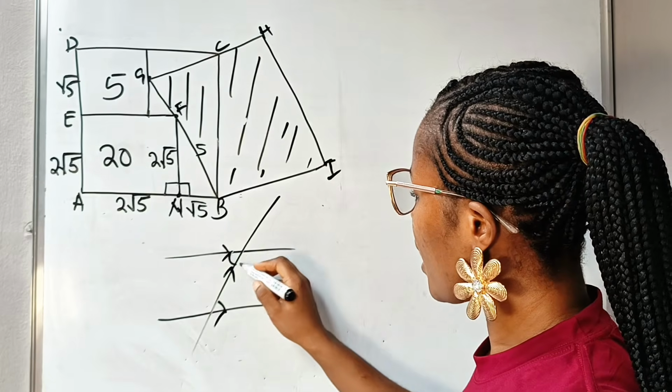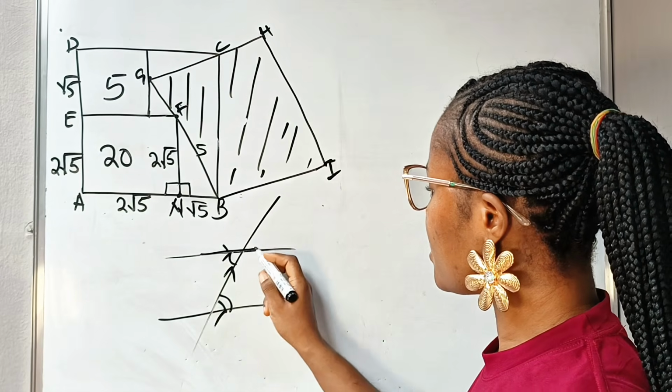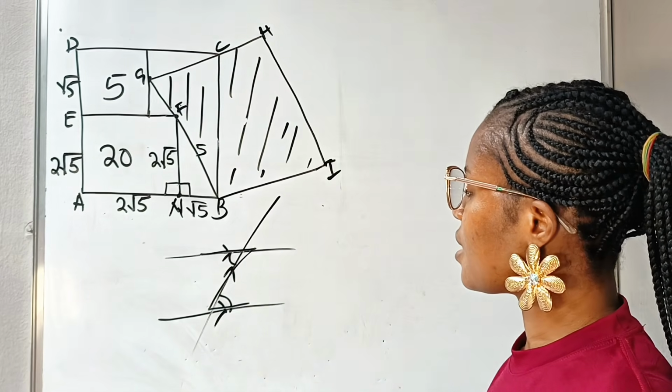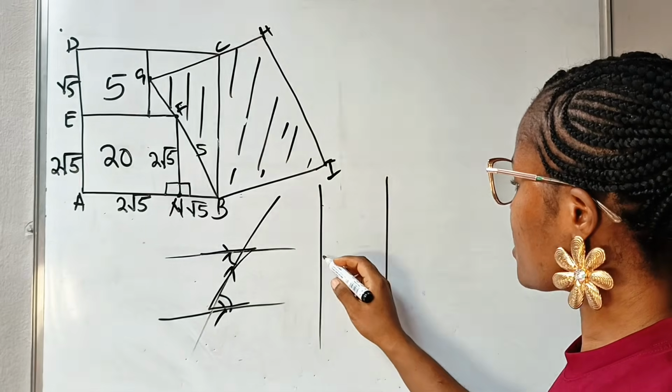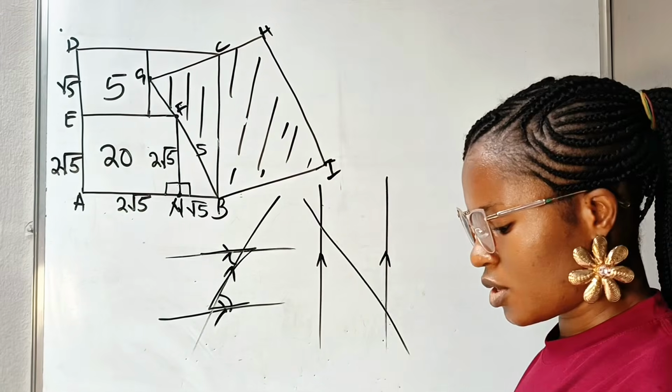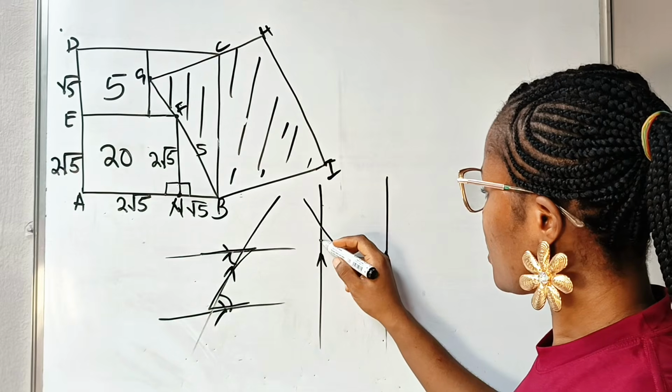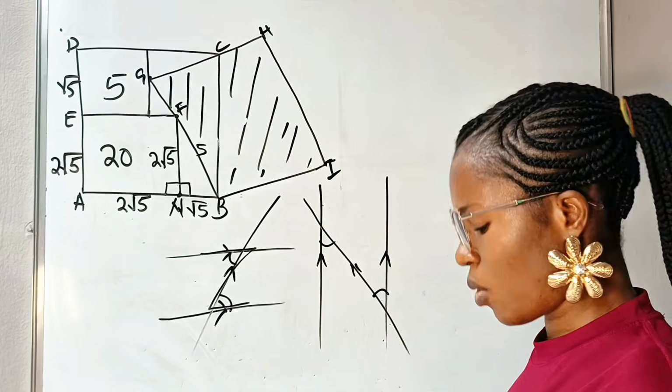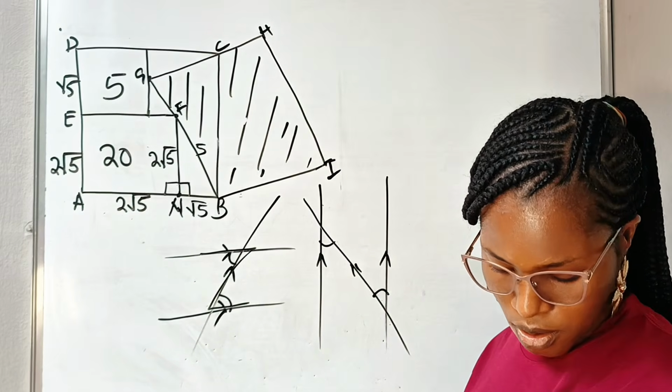So in this case, here is equal to here. You can see the Z, right? It can also be formed like this. If these two lines are parallel and this is a transversal across them, this angle and this angle will be equal because they are alternate angles.